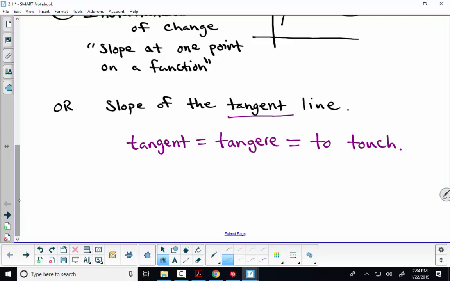If you have calculators, I would get them out. We're going to do one example from 2-1, computing average rates of change.